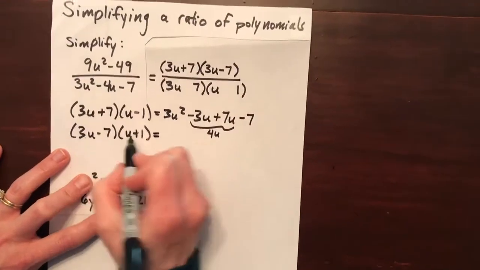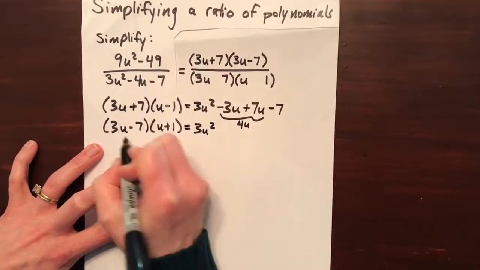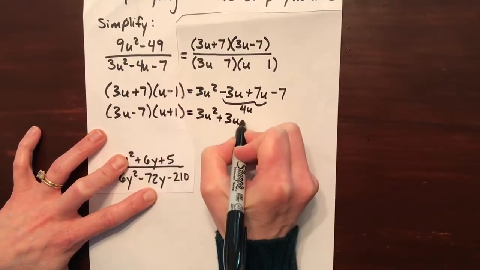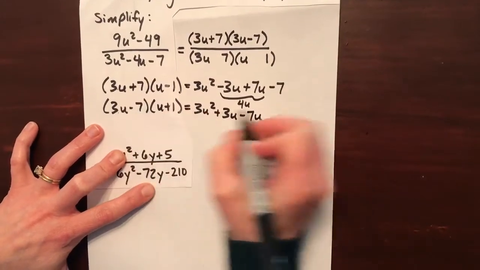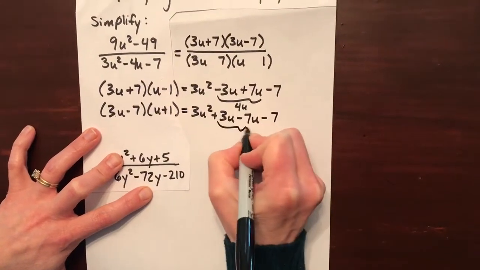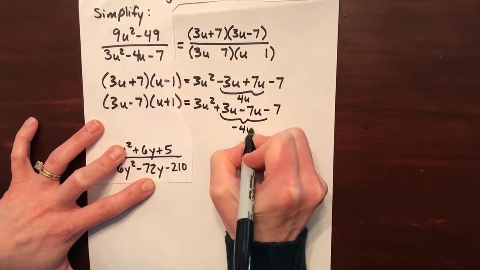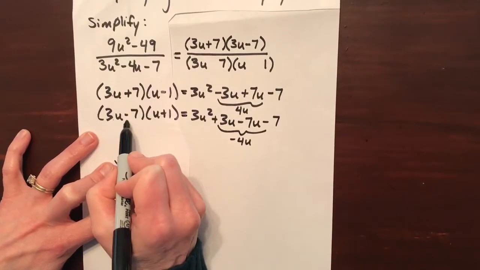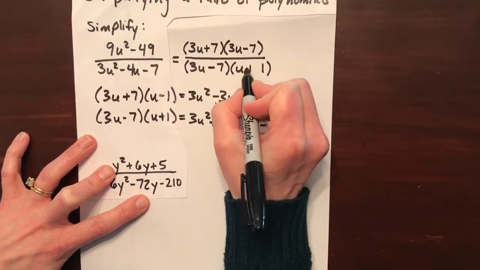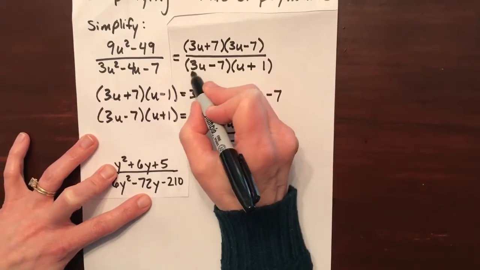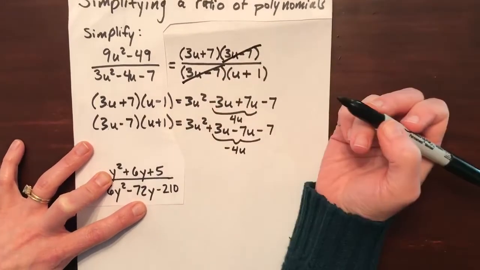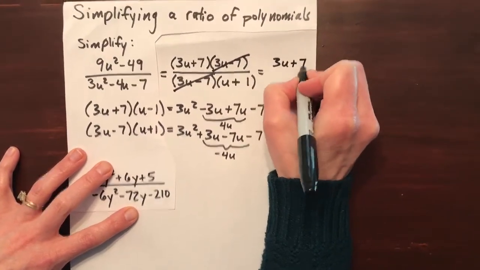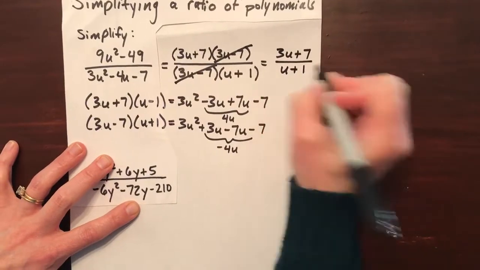Let's see. 3u times u is 3u squared. 3u times 1 is 3u, and then negative 7 times u, negative 7u, and negative 7 times 1. So these two middle terms will combine to make a negative 4u, and so that now will give me the correct trinomial that I want, and so these are the signs that I want, a negative and a positive. And so you can see that these 3u minus 7 terms will cancel, leaving me with my simplified fraction as 3u plus 7 over u plus 1.